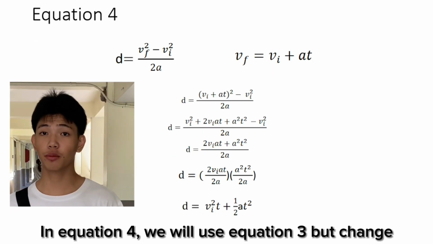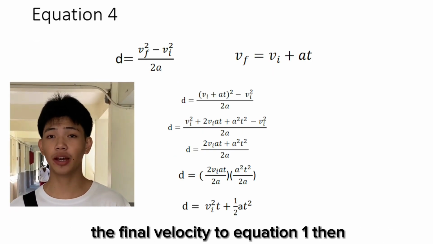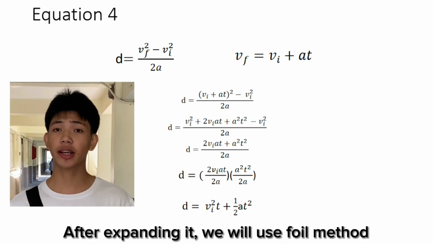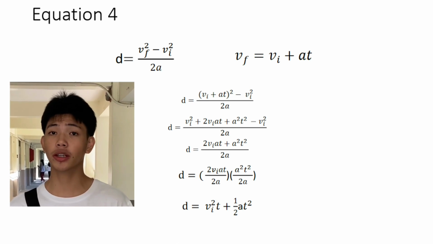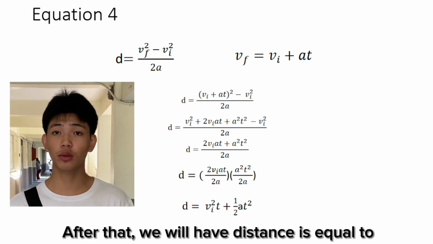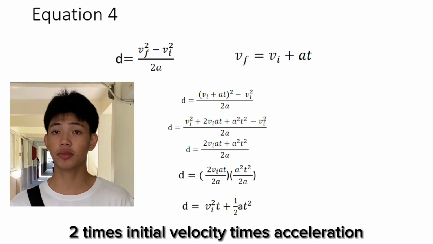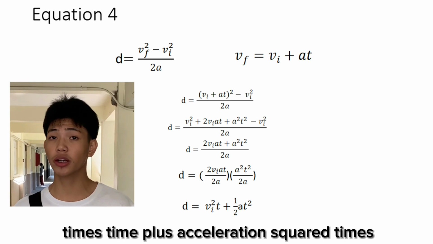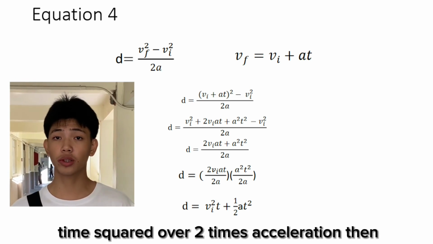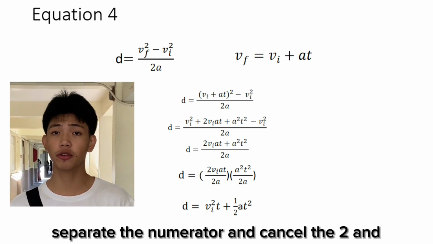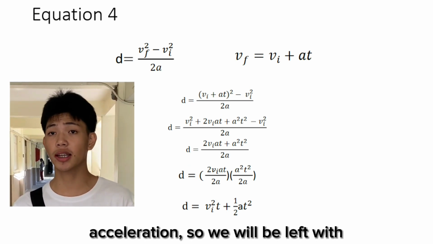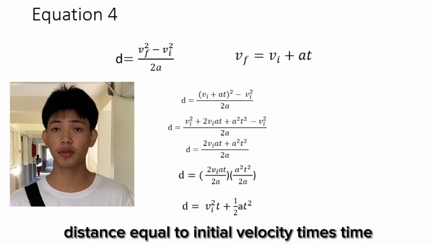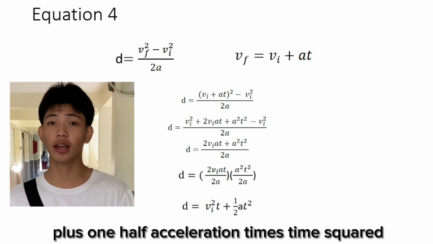In equation 4, we will use equation 3, but change the final velocity to equation 1, then expand it since it is squared. After expanding it, we will use the FOIL method, then combine the like terms. After that, we will have distance equal to 2 times initial velocity times acceleration times time plus acceleration squared times time squared over 2 times acceleration. Then separate the numerator and cancel the 2 and the acceleration, so we will be left with distance equal to initial velocity times time plus 1/2 acceleration times time squared.